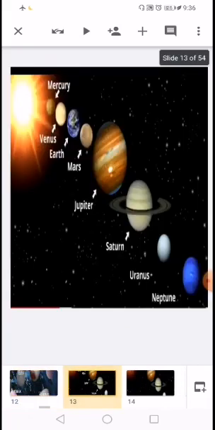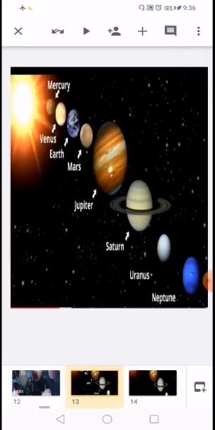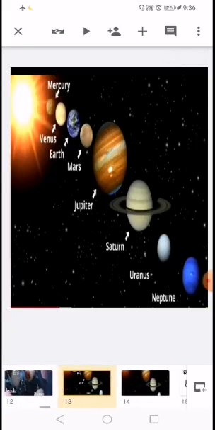Now come to the primary planets. The first planet is Mercury. Mercury is the closest planet to the Sun. The second planet is Venus. Our planet Earth is the third planet from the Sun.